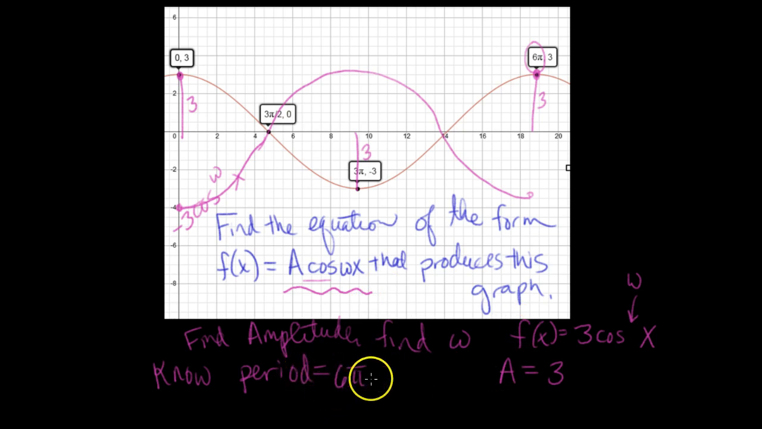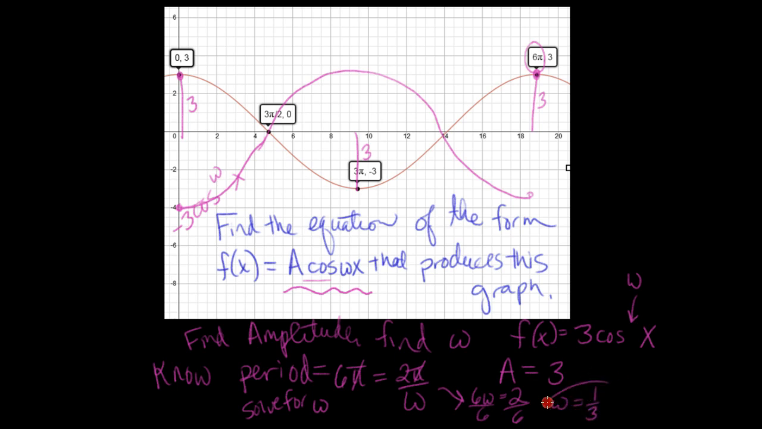So the period is 6 pi. Well, what's the formula for a period? The formula for period is 2 pi over omega. Okay, so you need to solve for omega. And notice it's a nice thing, the pi's cancel out. I'm going to bring omega over to the top. So we have 6 omega equals 2. If I divide both sides by 6, I get that omega is equal to 1/3. So the last part of this is the 1/3. So my function is f of x is equal to 3 cosine 1/3 x.